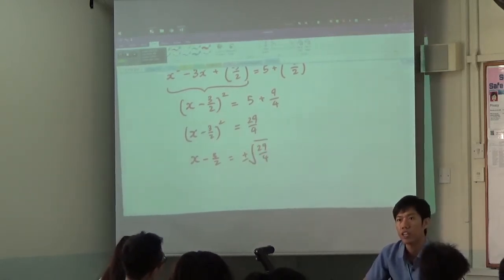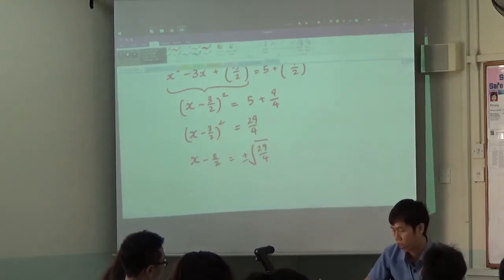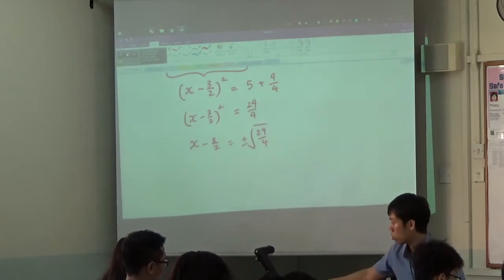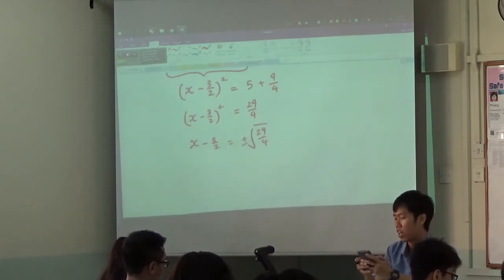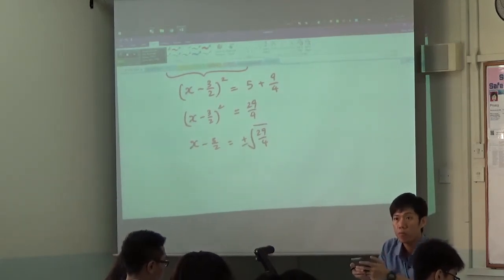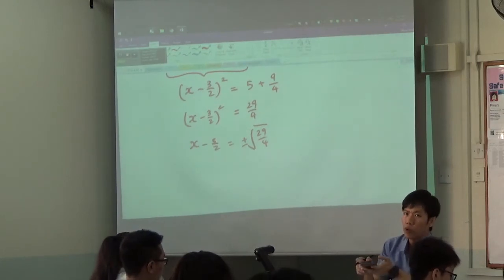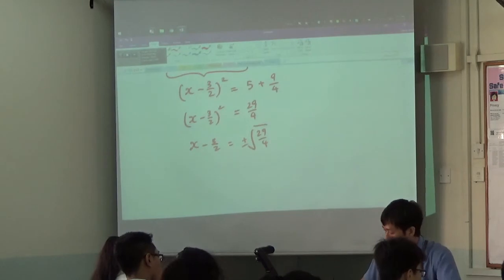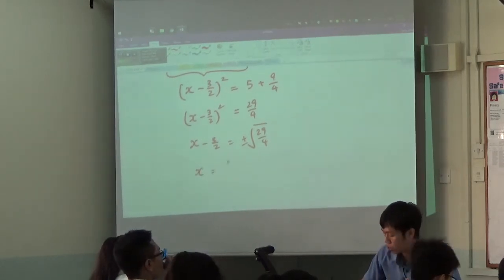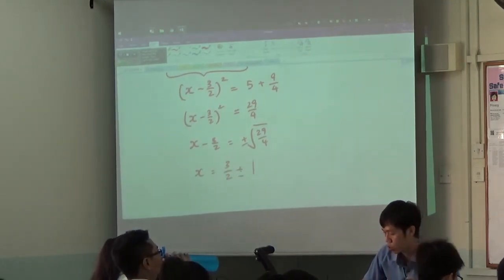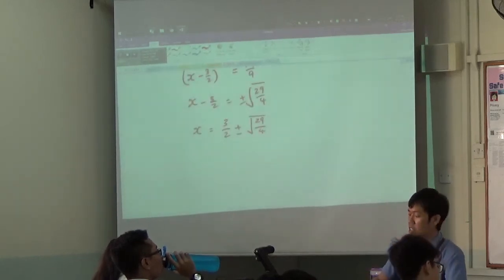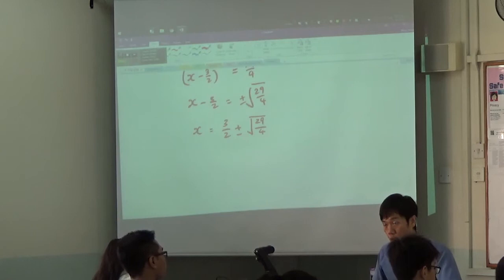Can I square root 29 and get an integer? No, I can't. Do you want to evaluate it now? Do you want to use your calculator and show the value of square root 29 at this point in time? No, it's not going to help you. You're going to end up with many, many digits. So our x is going to be 3 over 2 plus minus square root 29 over 4. This is the exact value.